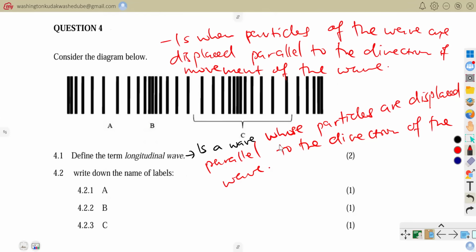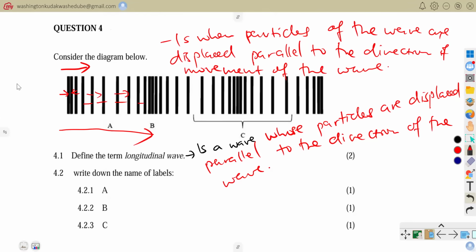You choose which definition you would want to use, but we are simply saying that you would see that here the particles of the waves are displaced towards that direction, whilst the wave is also moving in that direction. So these two are in parallel, because that is the reason why you now start to see some rarefactions and some compressions. So the particles are compressed and then they are stretched.